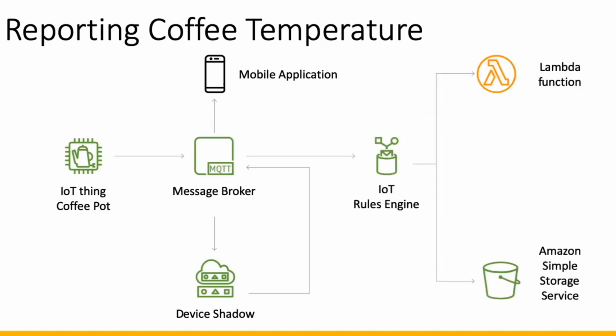And also, like before, the messages published on the topics within Message Broker can be filtered and manipulated before being sent to other AWS services, as seen here with the Lambda function and Amazon Simple Storage Service.